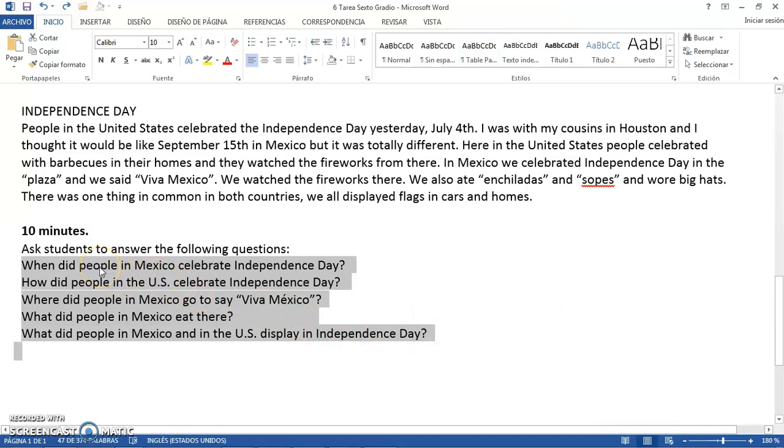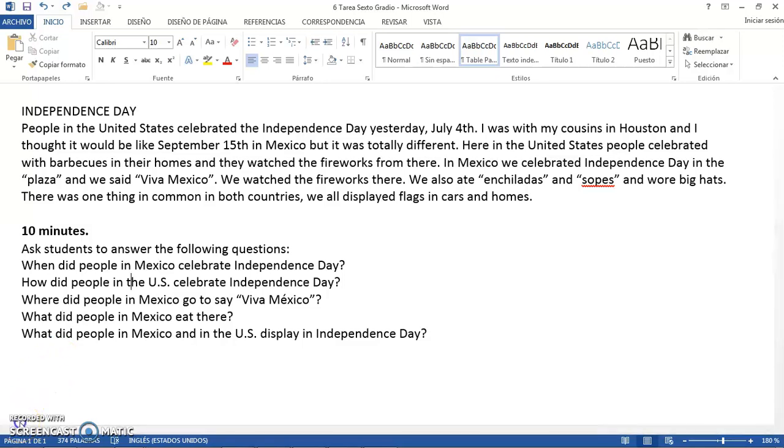When did people in Mexico celebrate Independence Day? How did people in the United States celebrate Independence Day? Where did people in Mexico go to say Viva Mexico? What did people in Mexico eat there? What did people in Mexico and in the United States display in Independence Day?